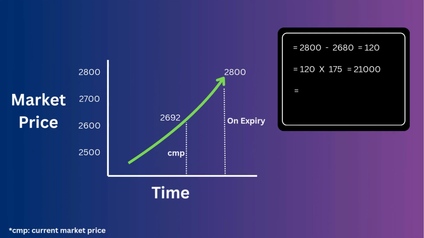After recovering your initial investment of 13,518 rupees and 75 paise from this total value of 21,000 rupees, your net profit works out to 7,481 rupees and 25 paise. Without multiplying by lot size, your understanding of capital requirement and risk would be completely wrong.